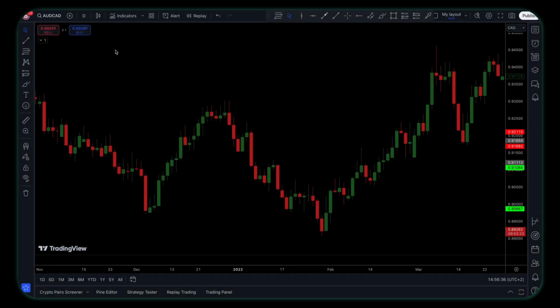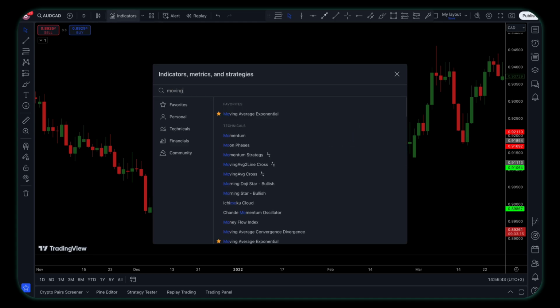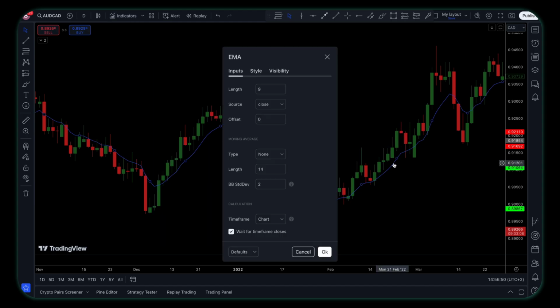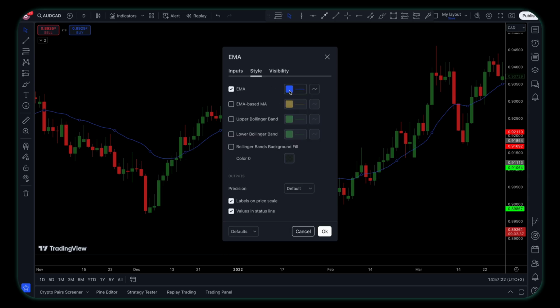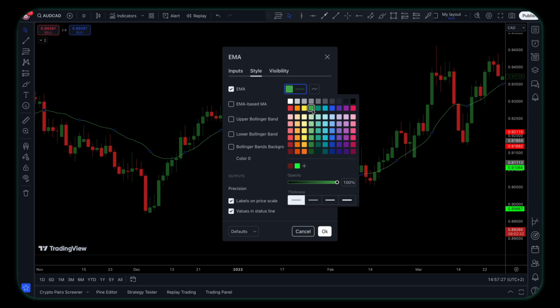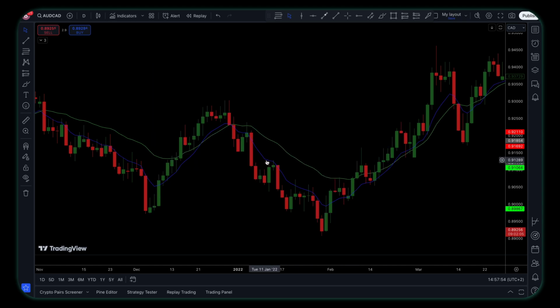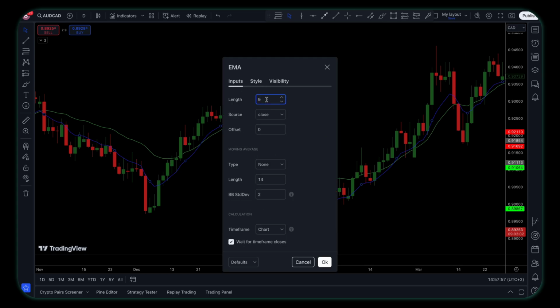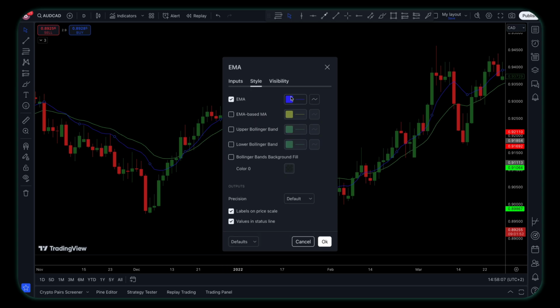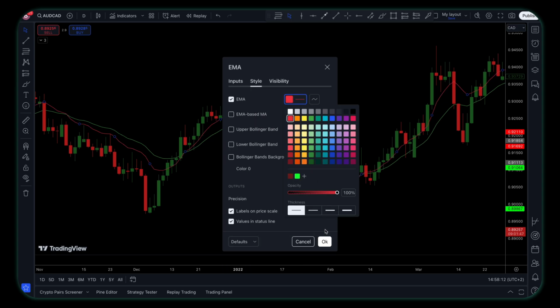Here is the correct way to set up these two exponential moving averages. In TradingView, go to Indicators and search for Moving Average Exponential. Then in Inputs, set Length to 20 and set Source to High. Then in the Style, set EMA to green color, then press OK. And then move on to create the red exponential moving average. Open a new one and in Inputs, set Length to 10 and set Source to High, and in Style, set EMA color to red, and your EMAs are set correctly.